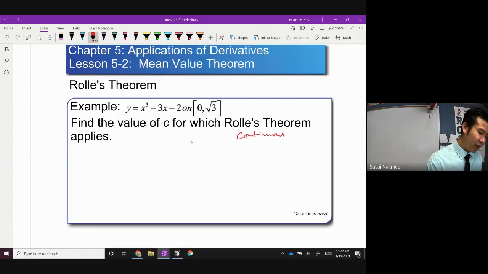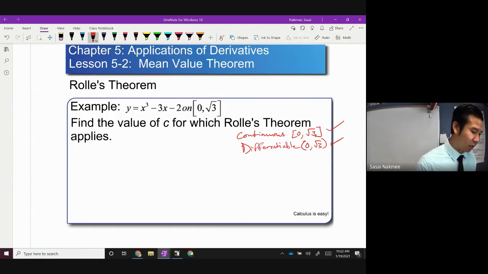In this case, it is continuous from 0 to the square root of 3 because there are no holes, no discontinuities at all. It is continuous. Is it differentiable? Is it differentiable from 0 to the square root of 3? And it is. You can take the derivative of that. There's no problem with that. There are no holes or anything. Again, you don't have to worry about that. But the last one is this one now.